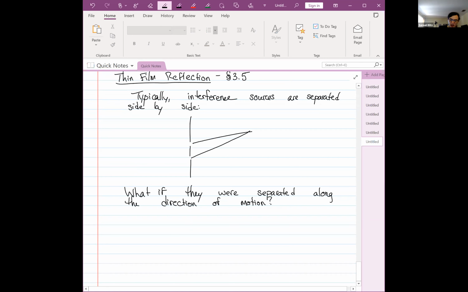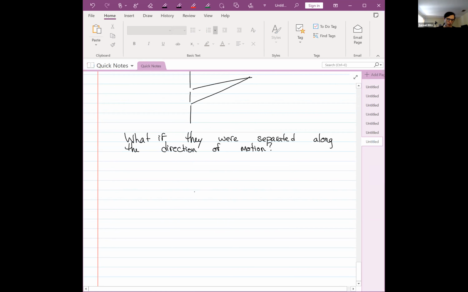So if they're separated along the direction of motion, that would mean that you have like one source that's going this way and then the same source or the same phase that's going in the same direction. You might think that that's confusing, but it turns out that the way that we do this is by reflections off of two surfaces. If light reflects off of two surfaces, then it'll reflect off of both of those surface interfaces. It'll reflect off of one and then another, and then they'll bounce back and interfere with each other.